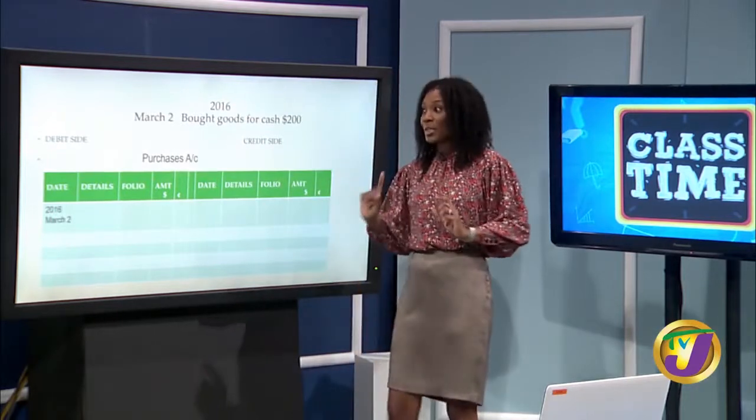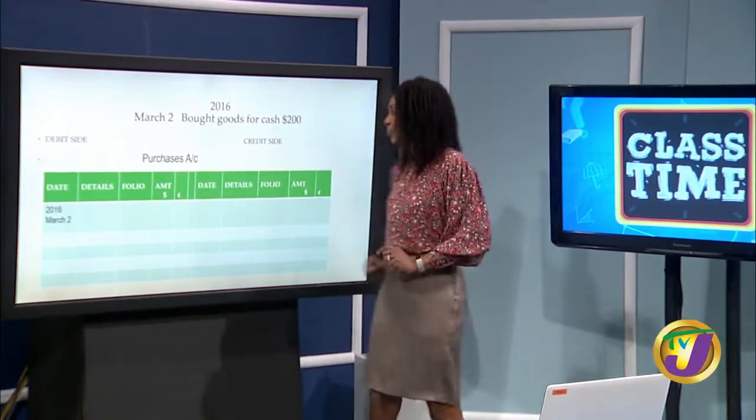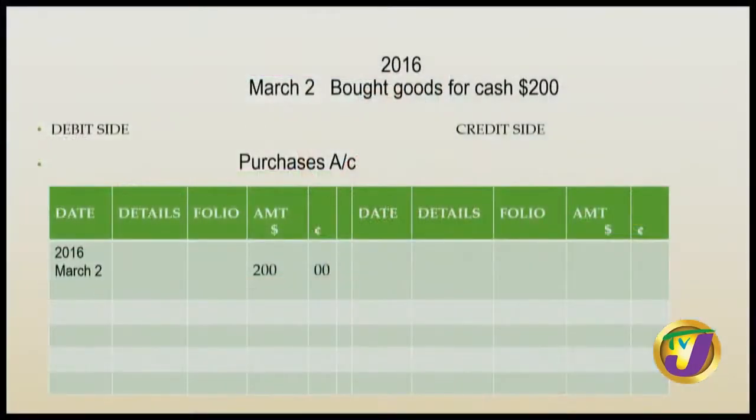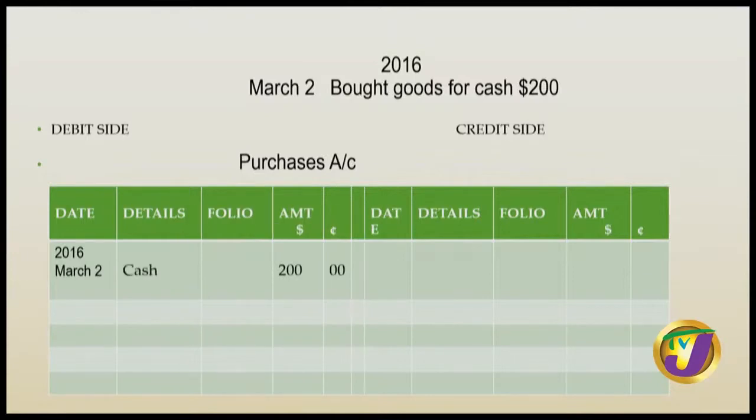Now, if you notice, I'm in the purchases account. The amount that we bought the goods for was $200. Good. Who say you not learn? So you put the $200 under the amount section. What is the name of the other item that was affected by this one transaction? We just said it. Cash. So therefore, in the details section, you're going to write what? Cash. Now, the cash account is found in which book? Come on, we spoke about that. It's found in the cash book.